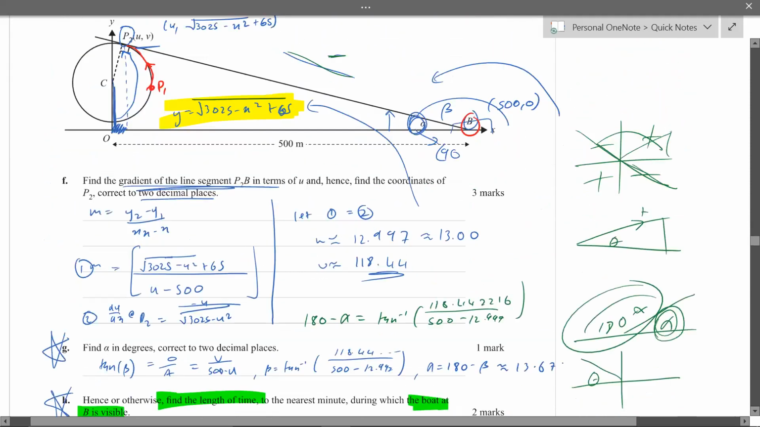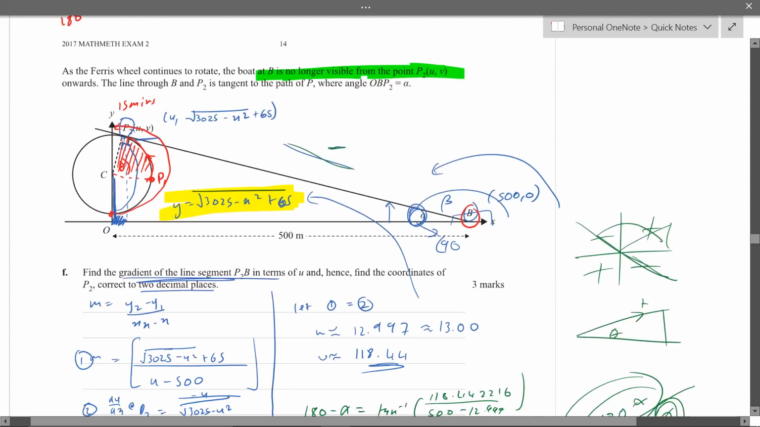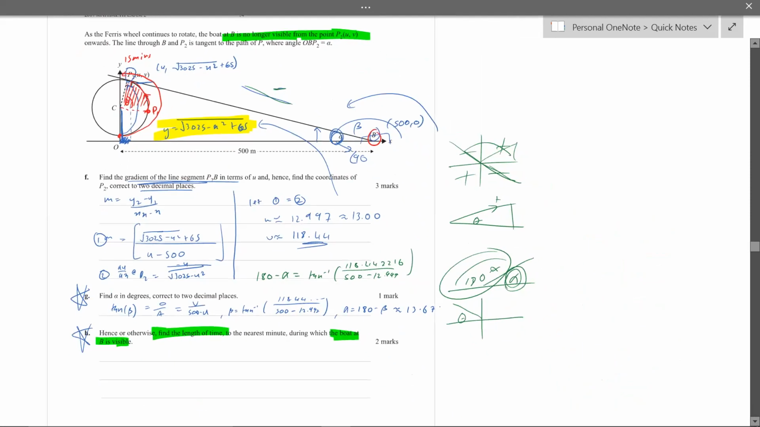So the question is asking, essentially, how long does it take to get from P1 to P2? What you can kind of see from this diagram is that the time it would take to get from P1 to P2 would be a fraction of the time it takes to get from here to here, and we know that's half of the period, so 15 minutes. So basically what we're trying to find is this angle here, because then we can do that angle over 180 is the time it takes over 15 minutes. So that's what you should kind of see in order to get the answer for this question.